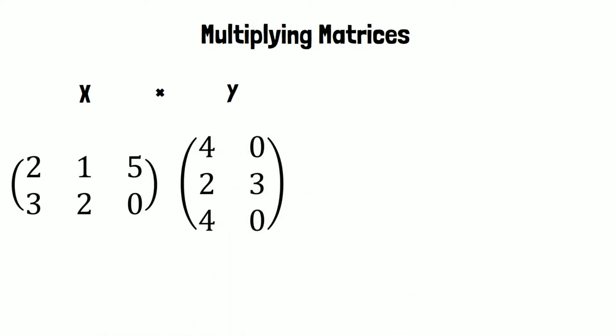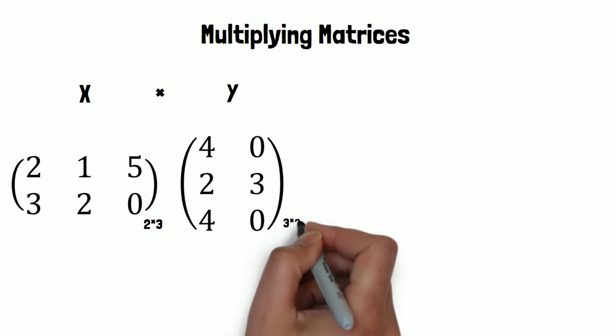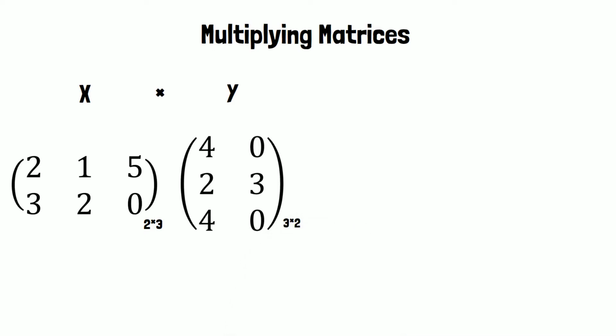To be allowed to multiply matrices, for example matrix X and matrix Y, it is necessary that matrix Y has the same number of rows as the number of columns in matrix X. You can see both matrices we use for this example on your screen now. In our example, matrix X is a matrix of order 2 times 3, and matrix Y is of order 3 times 2, making it possible to multiply the two matrices.